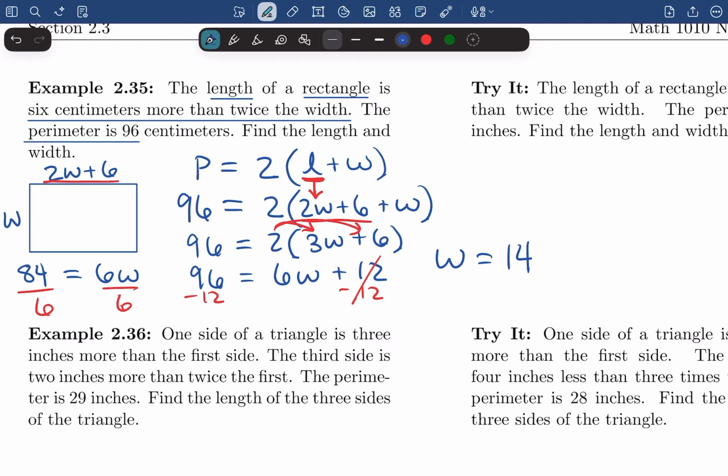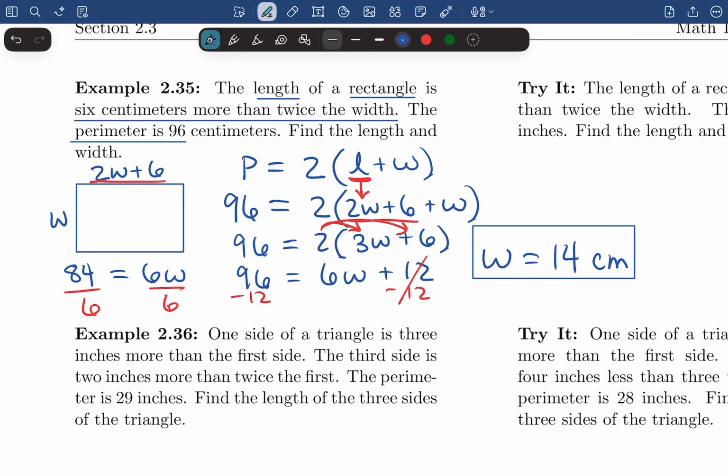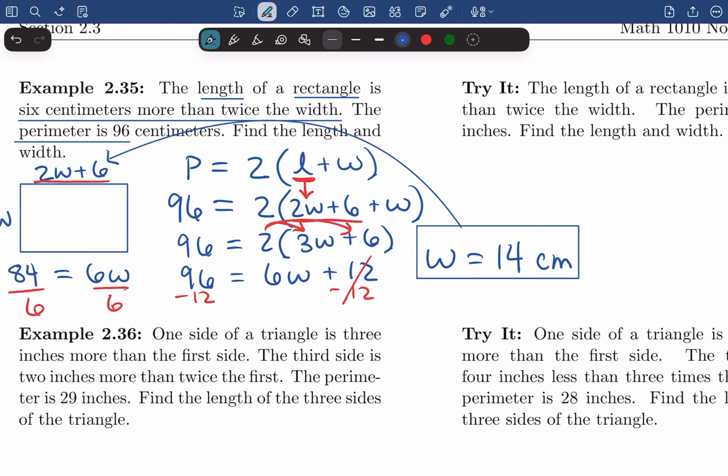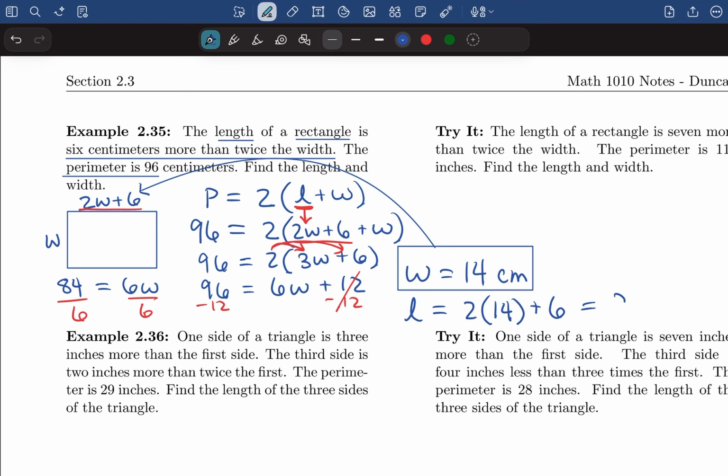All right, and that's centimeters, right? We've been talking about the length in centimeters. Now, we found the width, but we still have to find the length. So we can take the width information and plug it in to this expression, right? The length is equal to 2 times W, which we found to be 14, plus 6. And that's 28 plus 6, which gives me 34 centimeters. Okay, so my length is equal to 34 centimeters. I have found both the length and the width.